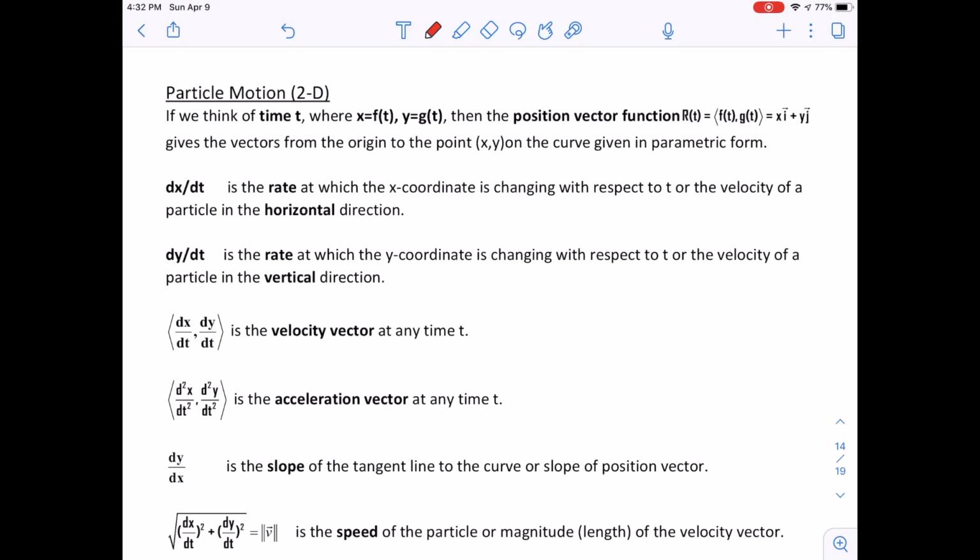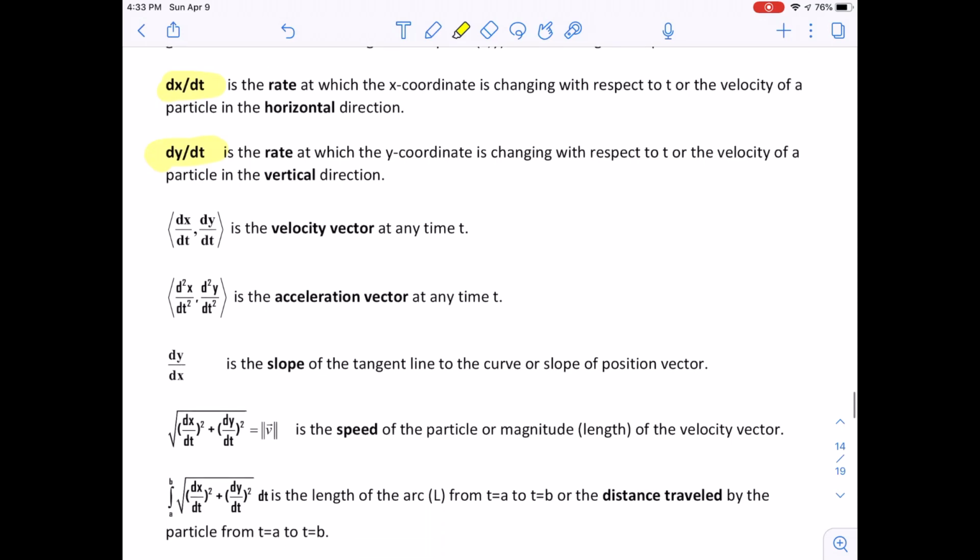In BC Calculus, we're going to have to deal with two-dimensional motion, or parametric and vector motion. Typically, your x-coordinate and your y-coordinate are going to be defined separately in terms of time. Now, if you can do one-dimensional motion, it's really not that much different. It's almost the same thing. Your dx/dt is the rate at which your horizontal coordinate is changing with respect to time, which is your horizontal velocity. Your dy/dt is going to be your vertical velocity.